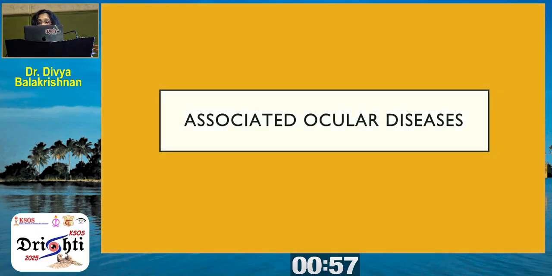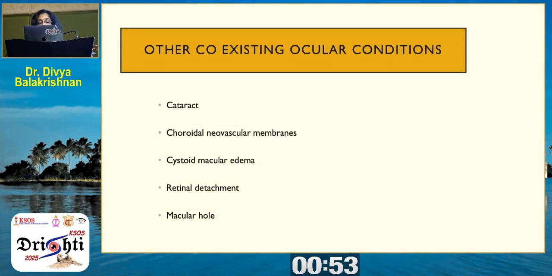And don't forget that it is not only the IRD, but there can be associations with other ocular diseases like cataract. So sometimes, especially in RP patients with autosomal dominant inheritance, the vision might be less.